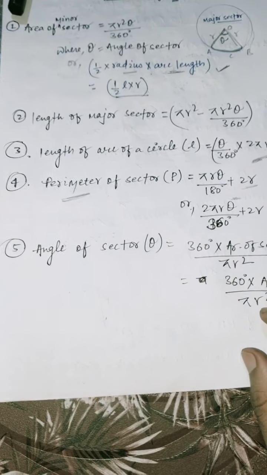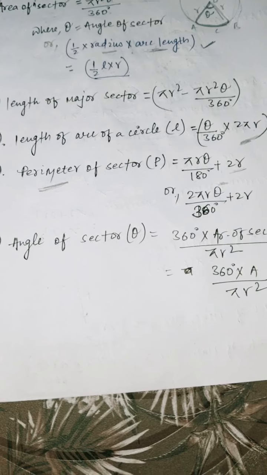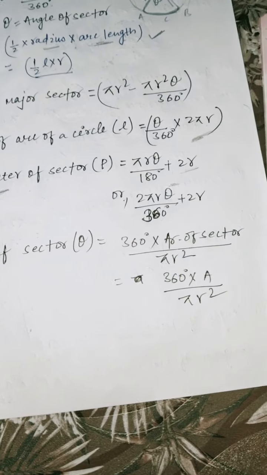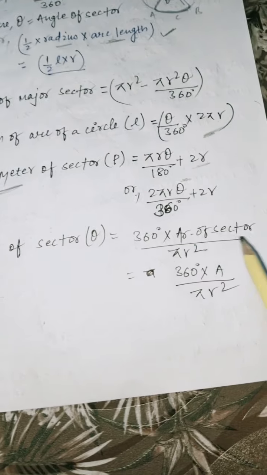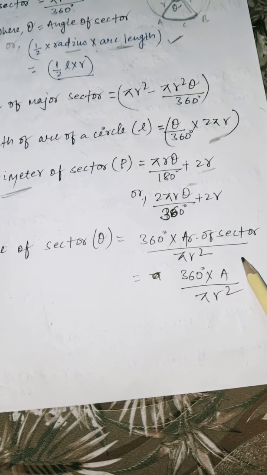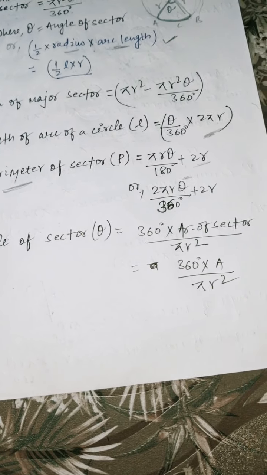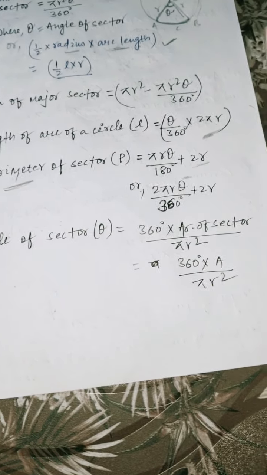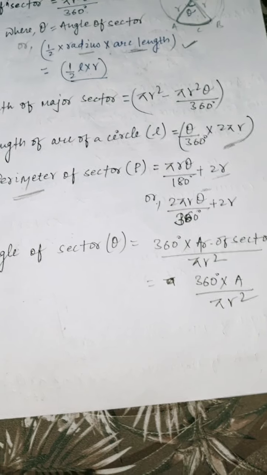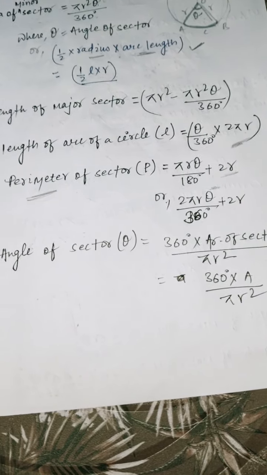Okay. Now if the angle of sector is not given and we have to find the angle of sector, then we can apply this formula. Angle of sector will be equal to 360 degree into area of sector by pi r square. In short, we can write 360 into A by pi r square. I hope these formulas are clear to you. Now let us proceed towards the next formulas.